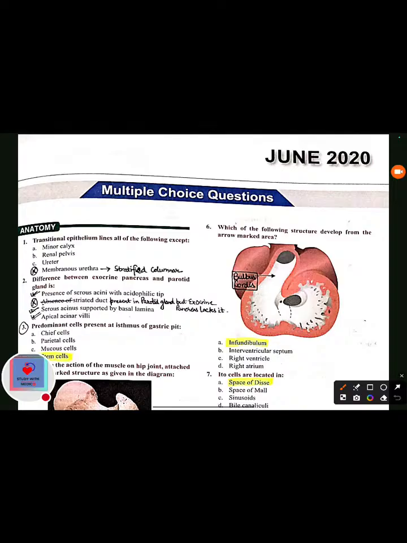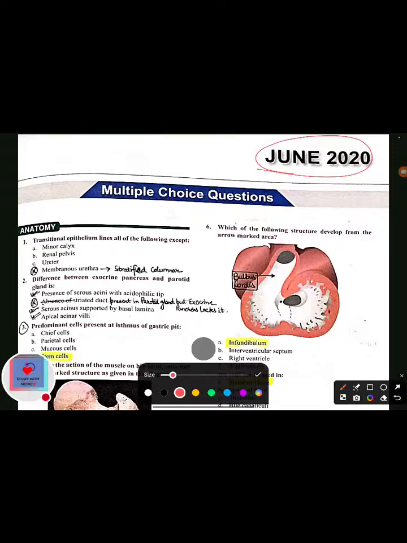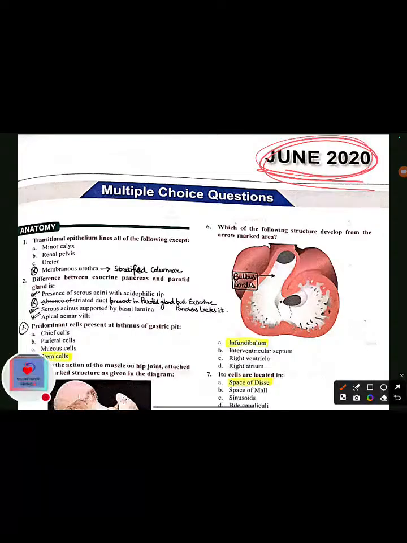Here we will be discussing June 2020 questions. This is the AIIMS question paper and here I have already solved it. So let's discuss now. Let's start with the anatomy.